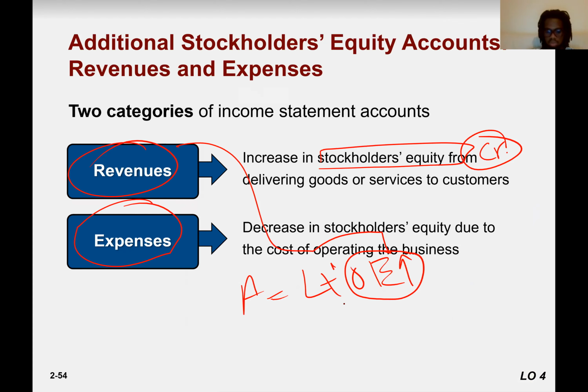Expenses decrease the owner's equity, and a decrease in owner's equity is debited. So the logic is the same. Anything that increases the assets, we call debit. Anything that decreases the assets, we call credit. Anything that increases the liabilities and owner's equity, credit. Anything that decreases the owner's equity and liabilities is debited.